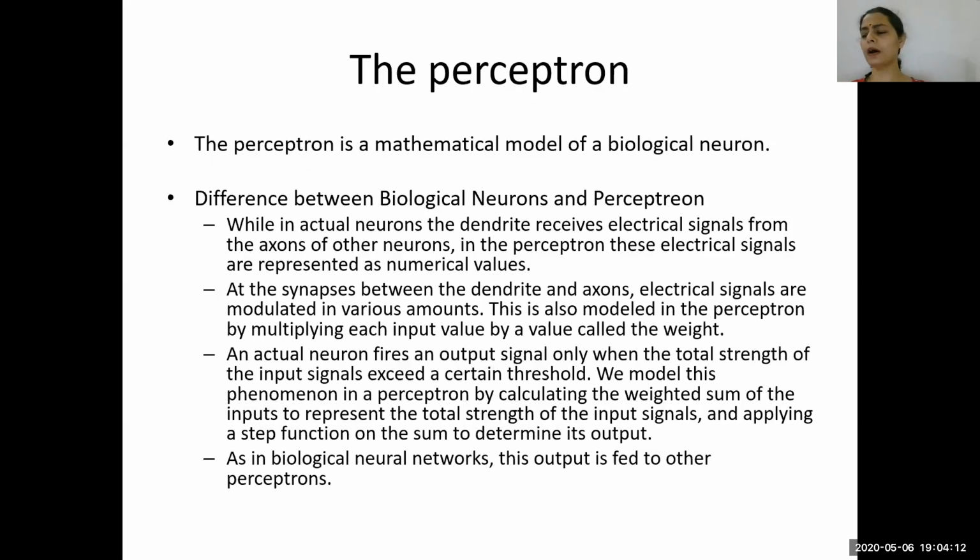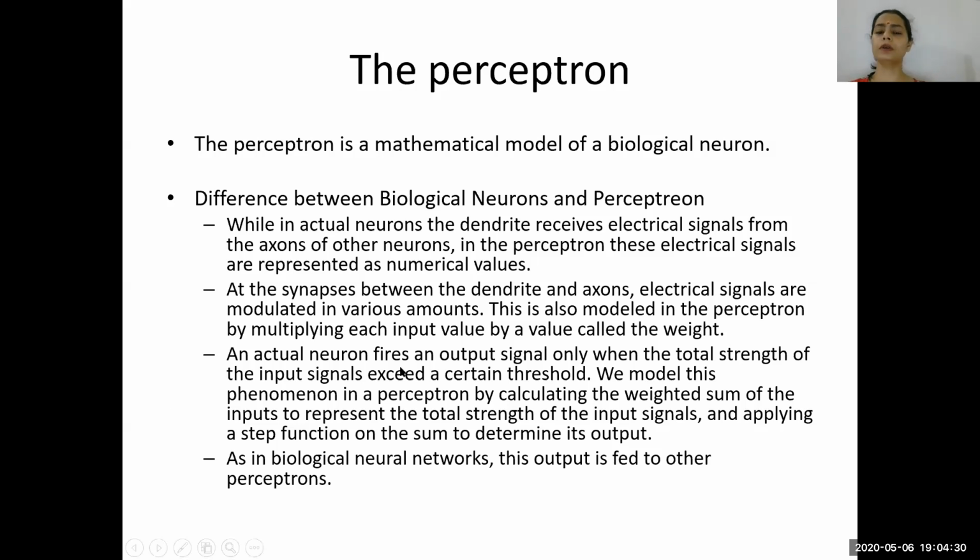Let me talk a little about what a perceptron is. Now, basically, a perceptron is a mathematical model of a biological neuron. Whatever we have studied till now will come under a perceptron. What is the difference between the biological neuron and a perceptron?